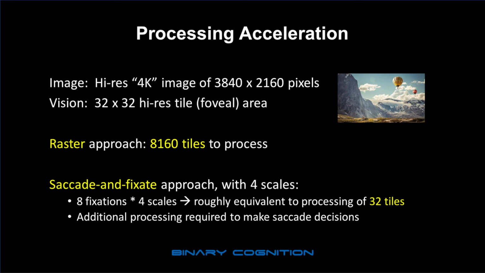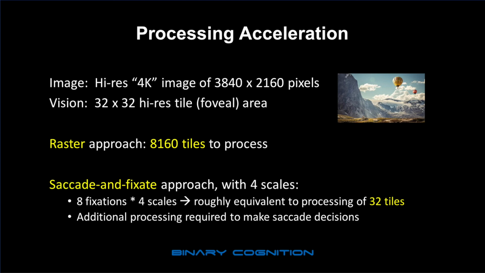The processing requirements of the saccade and fixate model depend on the number of fixations made by the model before it declares that it's done with the image. In our demo, the model made 8 fixations. Since each fixation requires the processing of 4 matrices of size 32 by 32, this is roughly equivalent to the processing of 32 tiles. Thus, the rastering model required over 250 times the amount of processing as the saccade and fixate model.